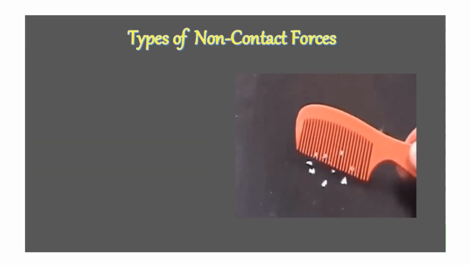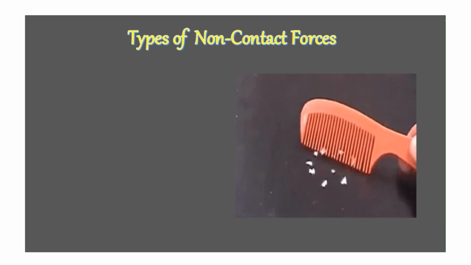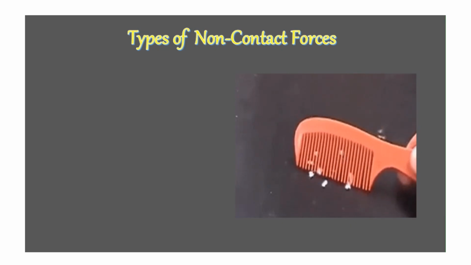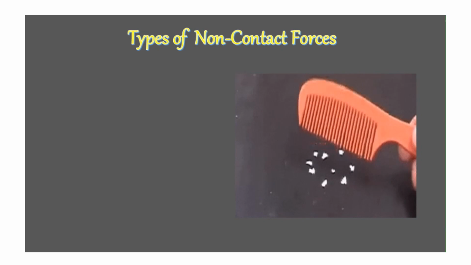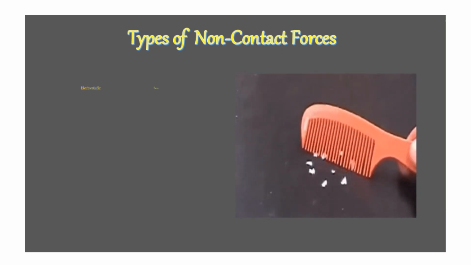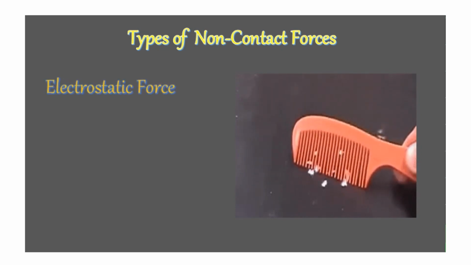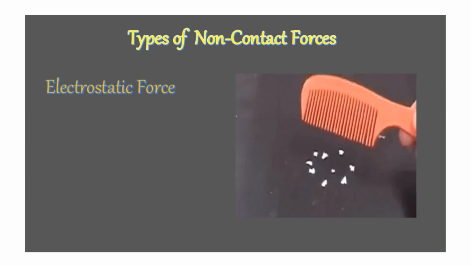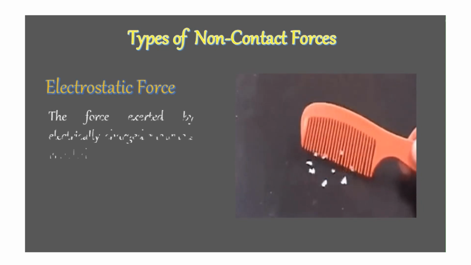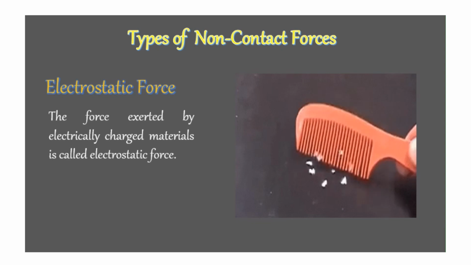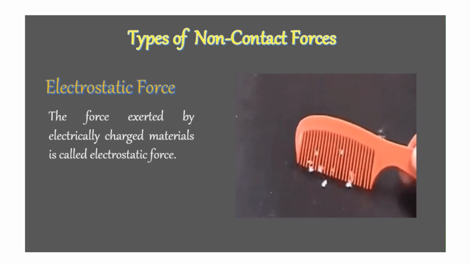Take a plastic comb and rub it on your dry hair for a minute. Bring the comb near the tiny pieces of paper. What do you observe? The pieces of paper are attracted to the comb. The force exerted by electrically charged materials is called electrostatic force.